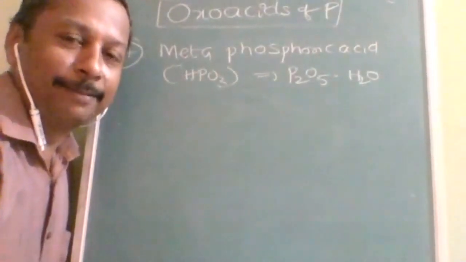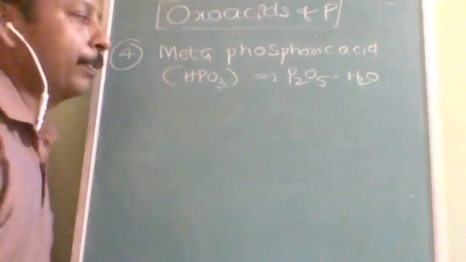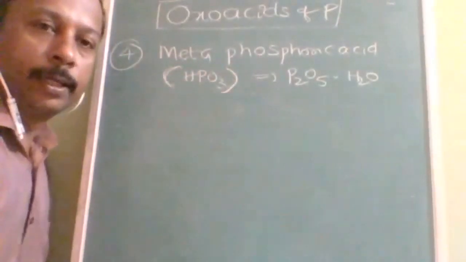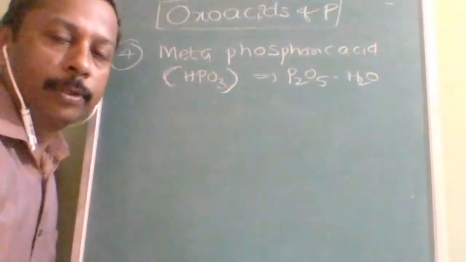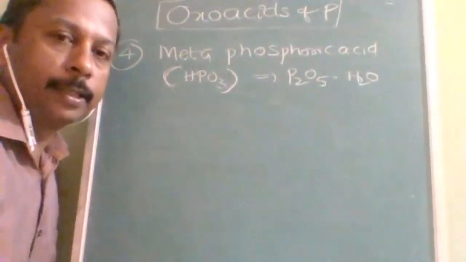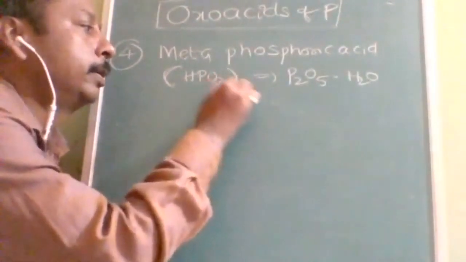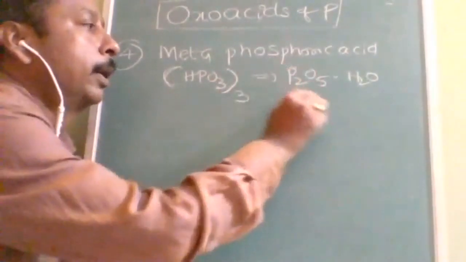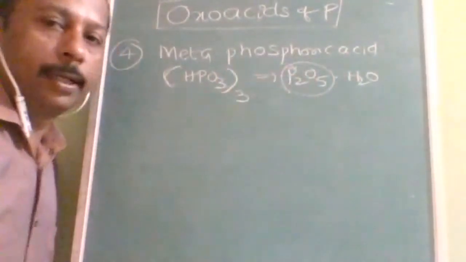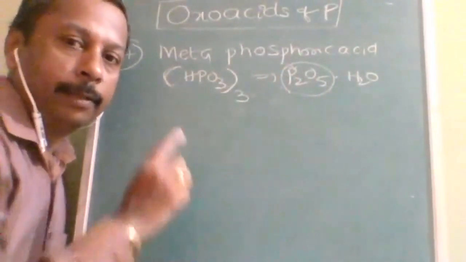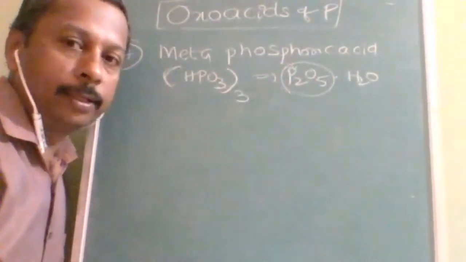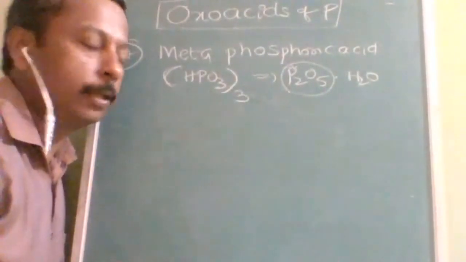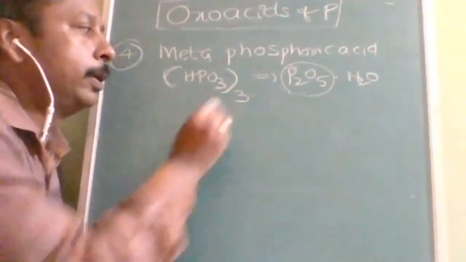Next, most important is metaphosphoric acid. Its empirical formula is HPO3, but normally it exists as a cyclic trimer. So this can again be treated as: the acidic anhydride is P2O5, but in that I told you it is 3H2O, but here it is only 1 mole of H2O. Okay, so H3PO3 taken thrice.